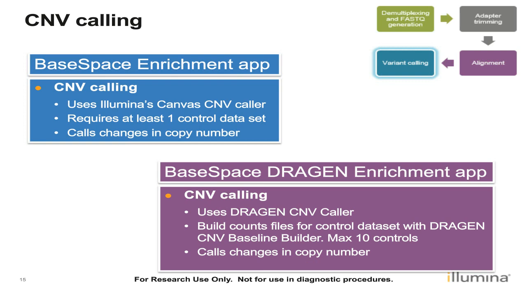That is a limitation of the input for the DRAGEN Enrichment app. If you want to build many more baselines using the baseline builder app, you can do that. It's just when you go to launch the application, we've limited it to 10 controls, which should be sufficient. We would highly recommend using more than one, however, just to make sure that there's no issues and that you're getting a good baseline. And similar to the Canvas caller, it's going to use that baseline to determine if there are copy number changes.